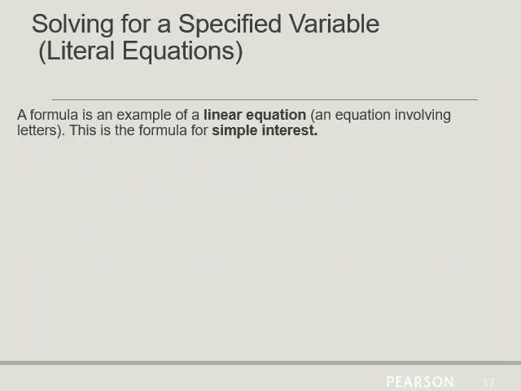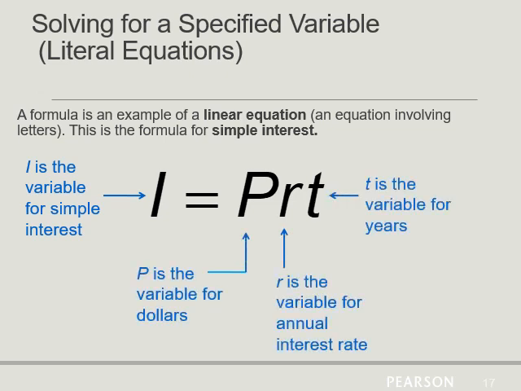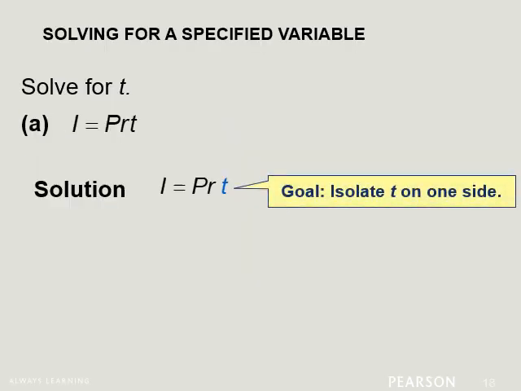So a formula is an example of a linear equation. This is a formula for simple interest. Interest, the amount you make, the amount your money grows, is equal to your principal, what you start with, times rate times time. Simple enough, right? Now what if we knew the interest and knew the principal? We wanted to find the time. So I know the principal, I know the rate, I know the interest, but I need to know the time.